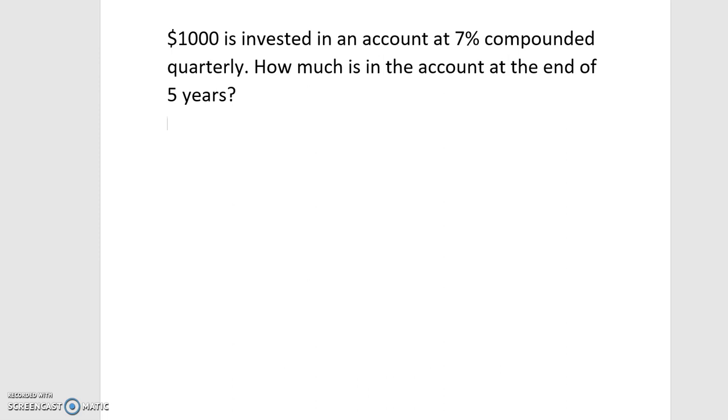In this example, we have $1,000 invested in an account at 7% compounded quarterly, and we want to know how much is in the account at the end of 5 years.